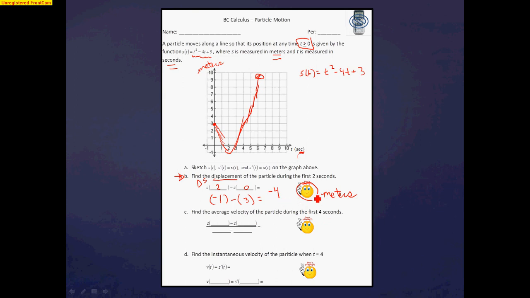Right? Negative 4 meters. That means that the negative indicates direction, right? So if we are talking about a particle moving along a line, it's going right and left. So what does this negative 4 meters mean? The displacement means that after 2 seconds, the particle is 4 units left of where it started.